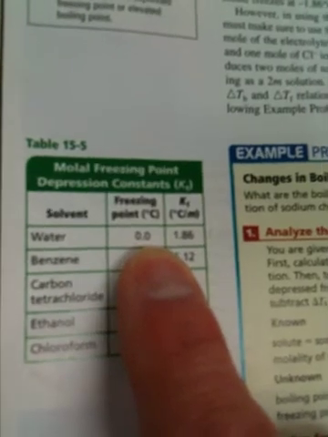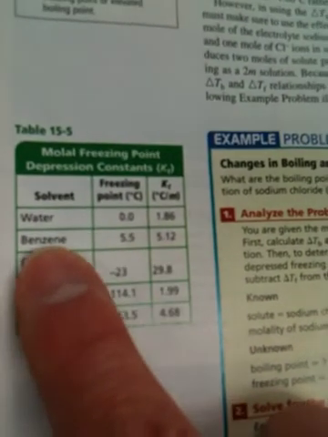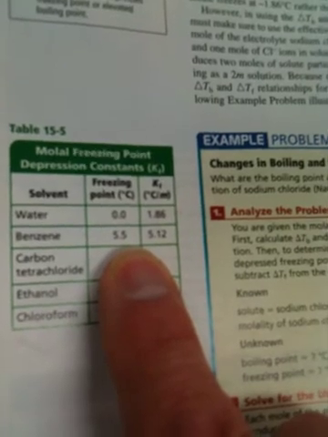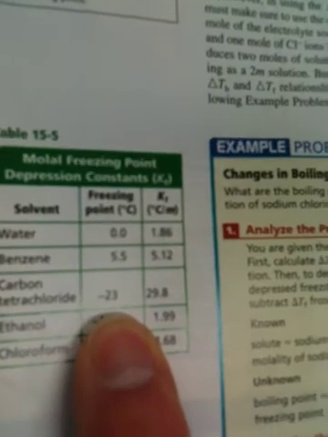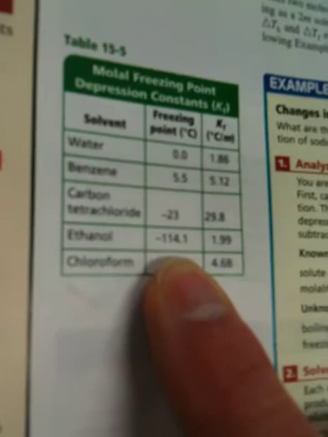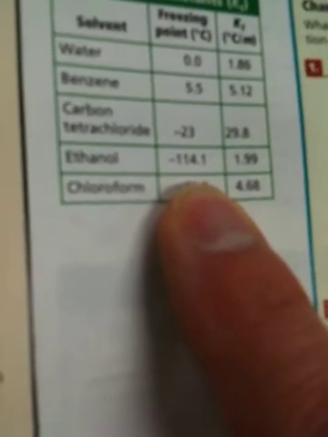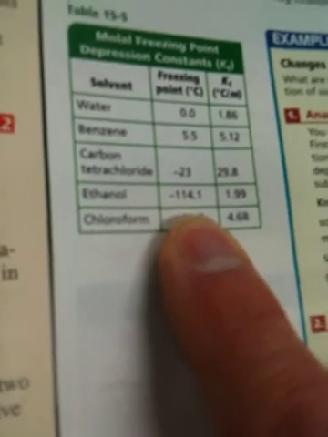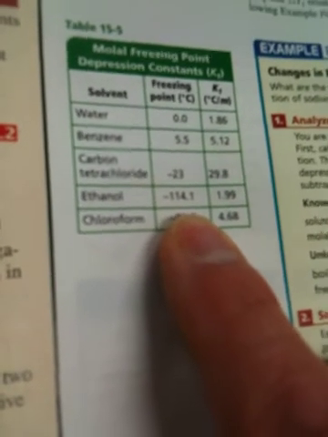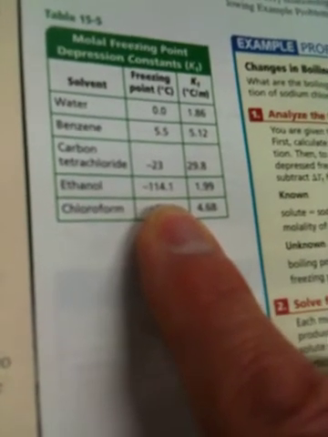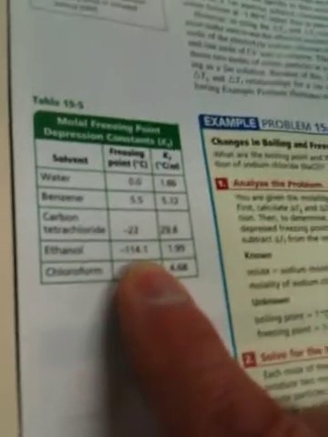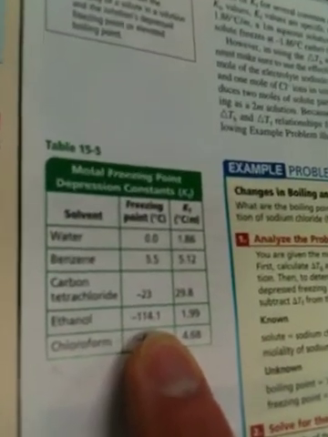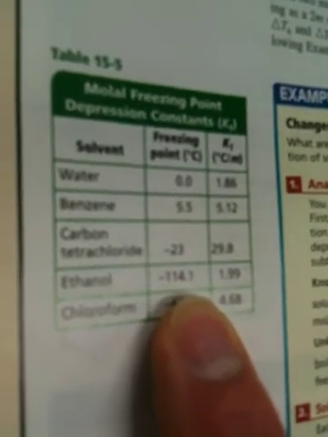We know water freezes at 0 degrees centigrade, right? Benzene freezes at 5.5. But look at carbon tetrachloride, minus 23. Ethanol, wow, way down there. You really got to work at it to freeze ethanol. You can put alcohol in your freezer at home, and that liquid will not freeze because ethanol has a freezing point of minus 114 degrees centigrade. That's really cold, and I don't think any of your freezers at home will get that cold.